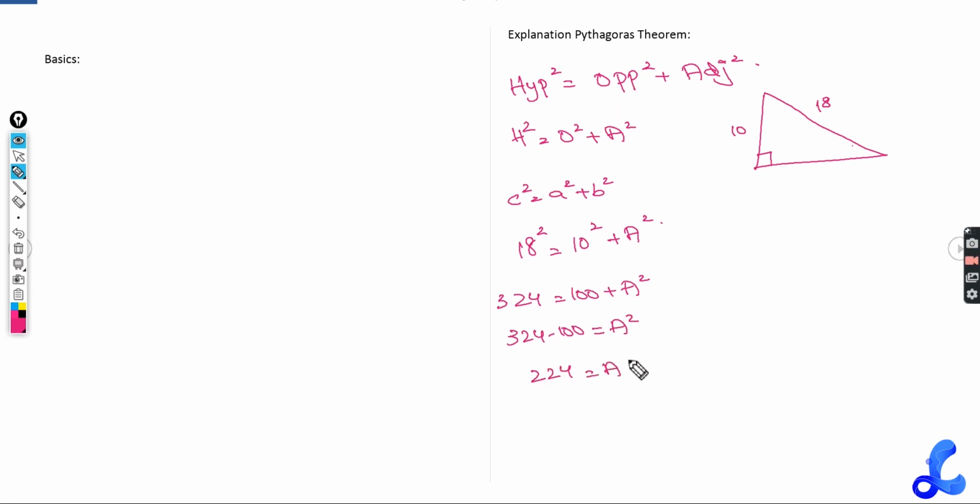224 equals a square, and the square goes to the other side, so this becomes a root. So a equals root 224, which is 14.96. This side, your adjacent, is 14.96, right? This is the formula for Pythagoras theorem, and this is how it works.